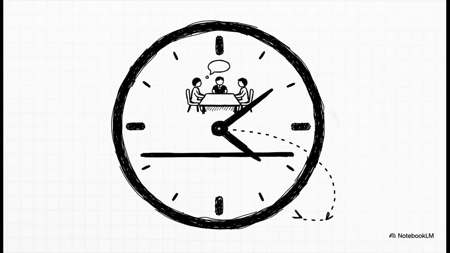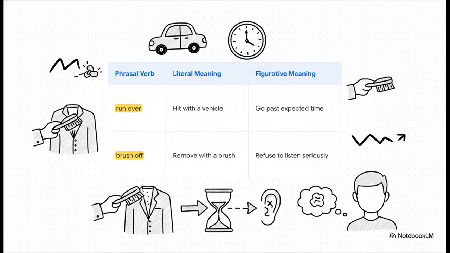Super easy to picture in your head. But now, look at this. The meeting ran over. There's no car, no physical object. So what's going on here? Well, the language is taking that literal idea of crossing a physical boundary and it's applying it metaphorically to time. The meeting crossed its scheduled time limit. That's the leap. And you see this pattern everywhere. Run over goes from a car hitting something to a meeting going too long.